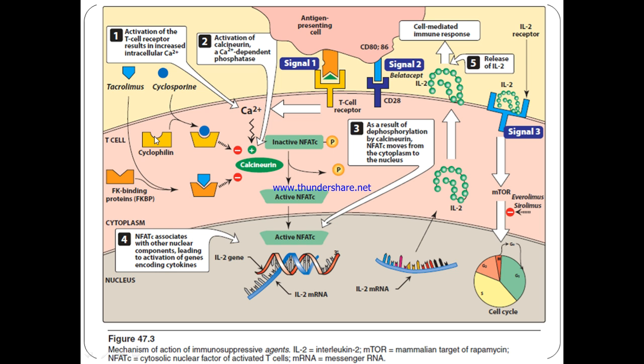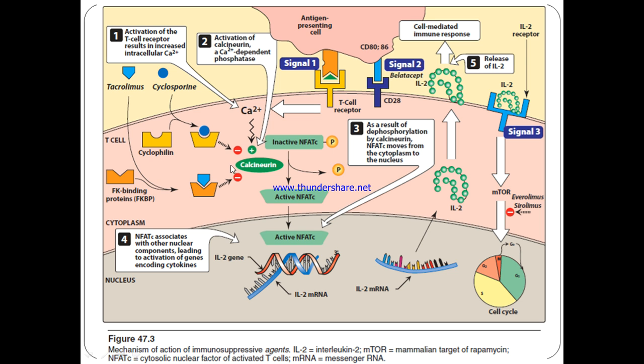Similarly, if you see about the tacrolimus, it will bind with the FK binding protein. Here it will bind with the FK binding protein and they inhibit the calcineurin. So both the drugs inhibit the calcineurin, but tacrolimus binds with the FK binding proteins, whereas the cyclosporine binds with the cyclophilin.